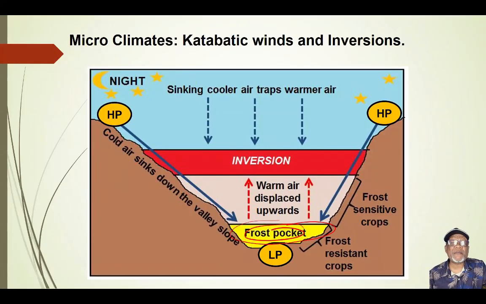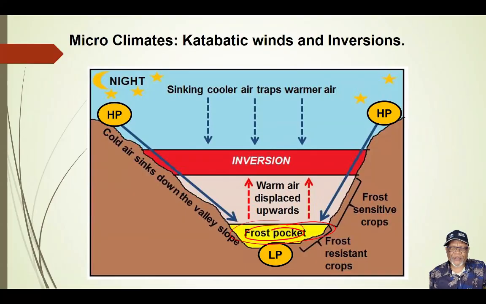And then what is the implication? It means now you cannot grow the crops that will be killed by frost there. You cannot grow the frost sensitive crops at the bottom of the valley because they will be killed. Where are you going to grow them? You grow them just a little bit above the frost pocket. And what are you going to grow in the frost pocket? You are going to grow the crops that can resist the frost.